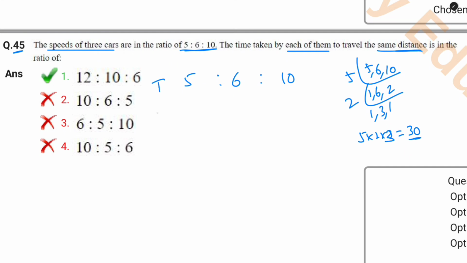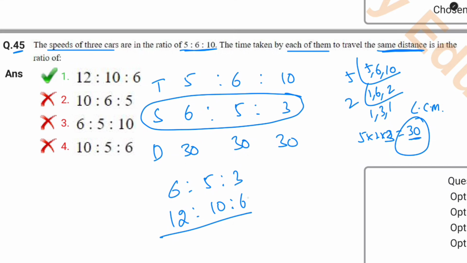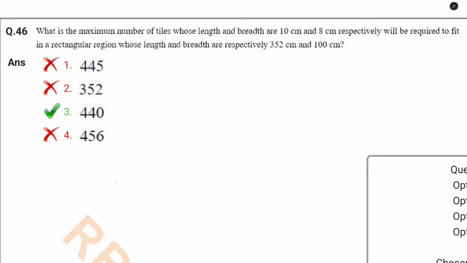So this is time ratio. Time into speed will be distance. So the LCM will be nothing but distance. So this will be 30, 30, 30, because it will be same distance for all. So 5 into 6, it will be 30. 6 into 5, it will be 30. 10 into 3, it will be 30. The speed ratio will be 6 is to 5 is to 3. So 6 is to 5 is to 3 means 12 is to 10 is to 6. Both are same. So option 1.